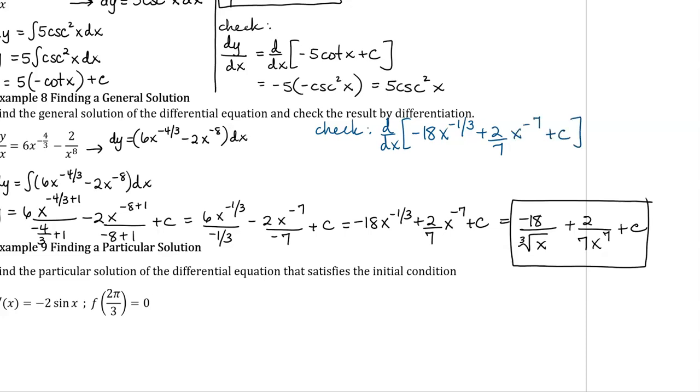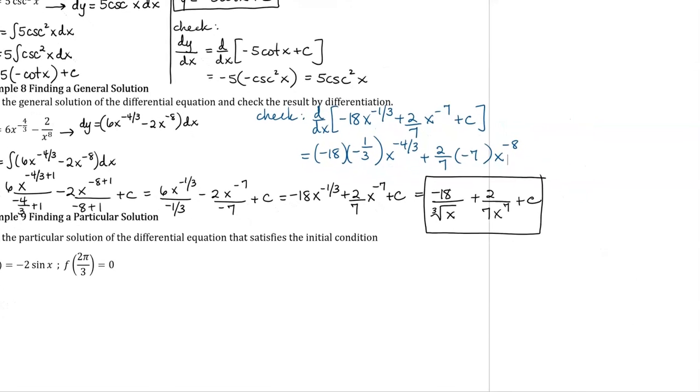So let's take the derivative term by term. Starting with the first term, we need to pull that exponent of negative 1/3 down in front. Remember, we're doing derivatives now, not antiderivatives. So I'm going to pull this exponent of negative 1/3 down in front and multiply it with the negative 18. The new exponent on x, I need to subtract 1. Negative 1/3 minus 1 is negative 4/3. Moving on to our second term, we're going to pull that exponent of negative 7 down in front and multiply it with that 2/7. The new exponent on x would be negative 8 because we decreased our exponent by 1. And the derivative of any constant is 0, so I do not need to write that.